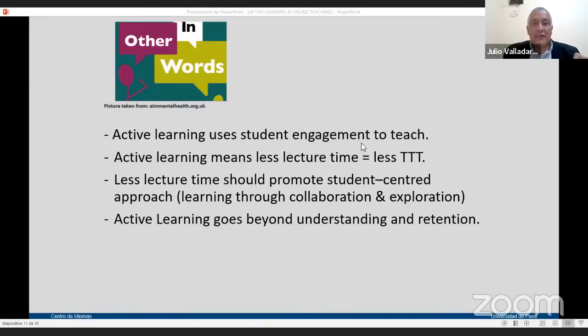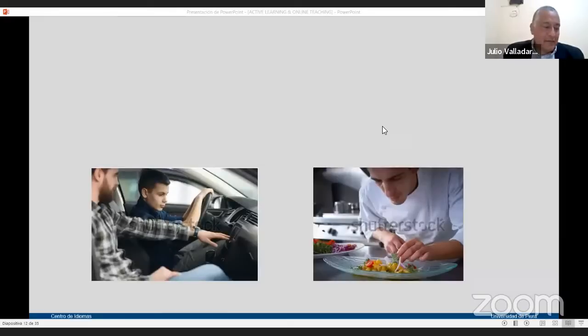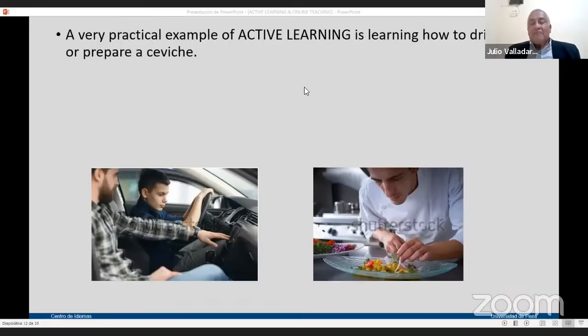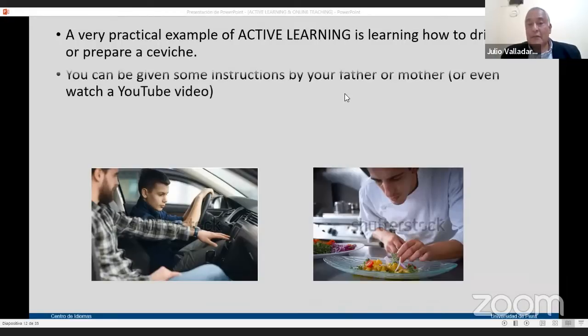Students, look at those pictures here. A dad teaching how to drive and a person preparing a ceviche. I suppose most of you have eaten ceviche, yes? But I wonder how many of you know how to prepare ceviche. The same goes for learning to drive a car, yes? So this is a very practical example of active learning, how to prepare ceviche or how to drive. You can be given some instructions by your father or mother, or even watch a YouTube video.